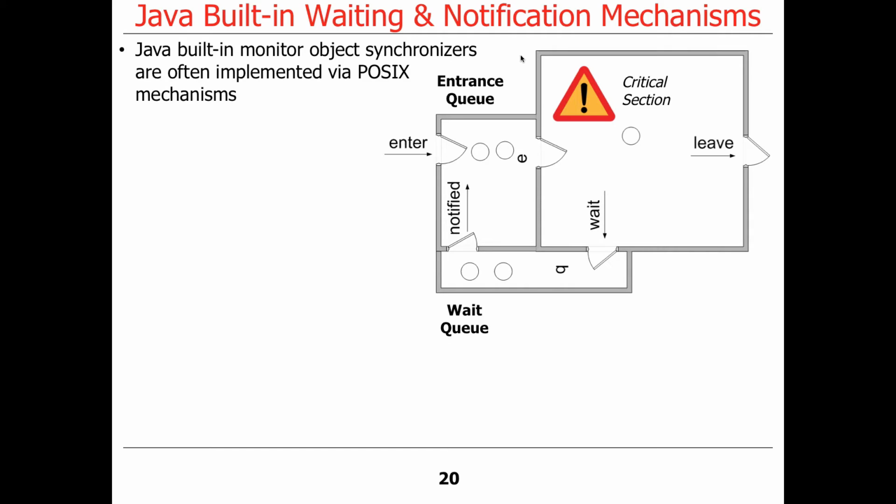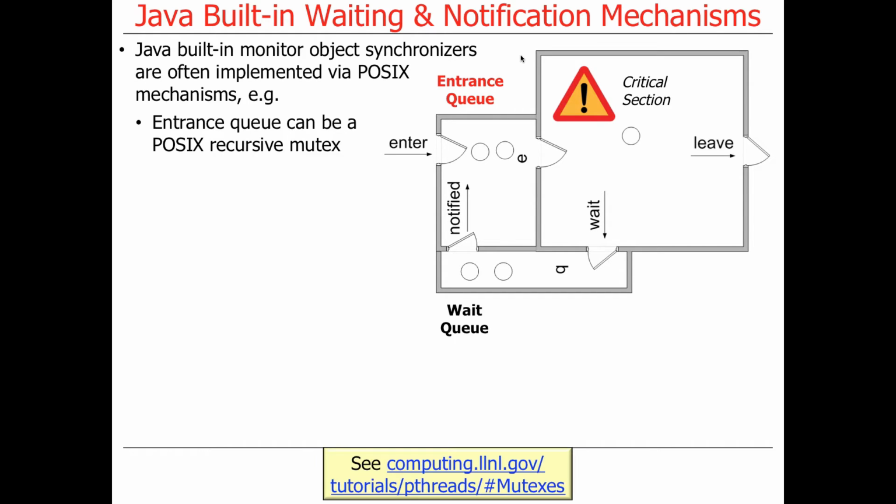Built-in monitor object synchronizers are typically implemented by POSIX mechanisms. Obviously, if you're running on Windows, they have a different implementation. But if you're running on Linux or Android, they're going to use the so-called POSIX mechanisms. So the entrance queue is typically implemented by a POSIX recursive mutex. Read more about that here.